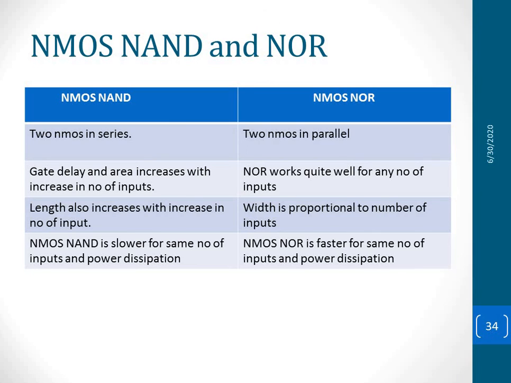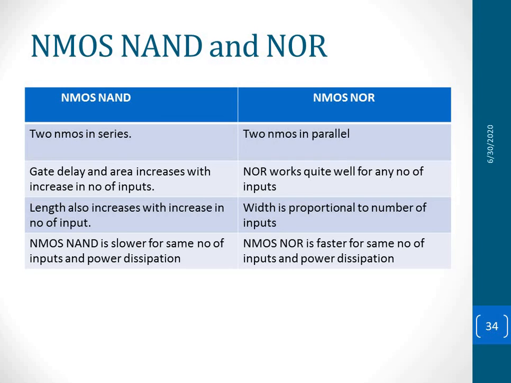Next, NMOS NAND and NMOS NOR: 2 NMOS in series, 2 NMOS in parallel. Gate delay and area increase with an increase in the number of inputs. NOR works quite well for any number of inputs. For NAND, length also increases with an increase in the number of inputs. Width is proportional to the number of inputs.